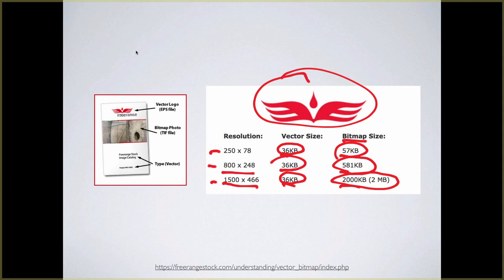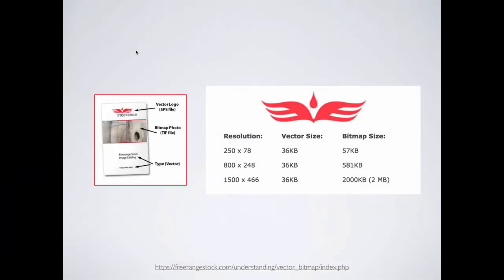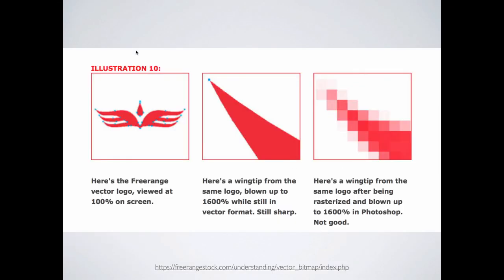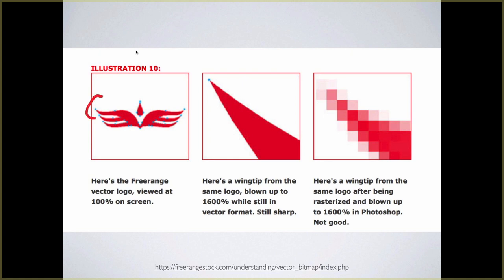And we've got a 2 megabyte file now. So there's a big difference in file sizes as we go higher. The other thing that happens is as we zoom in, we get these pixelated blocks. So here we are, same logo, and they're zooming in right here on that little wingtip. If we go to a vector graphic, we're at 1600% of zoom. It's perfectly smooth. So that's all perfectly smooth along the edges, exactly as we would expect.